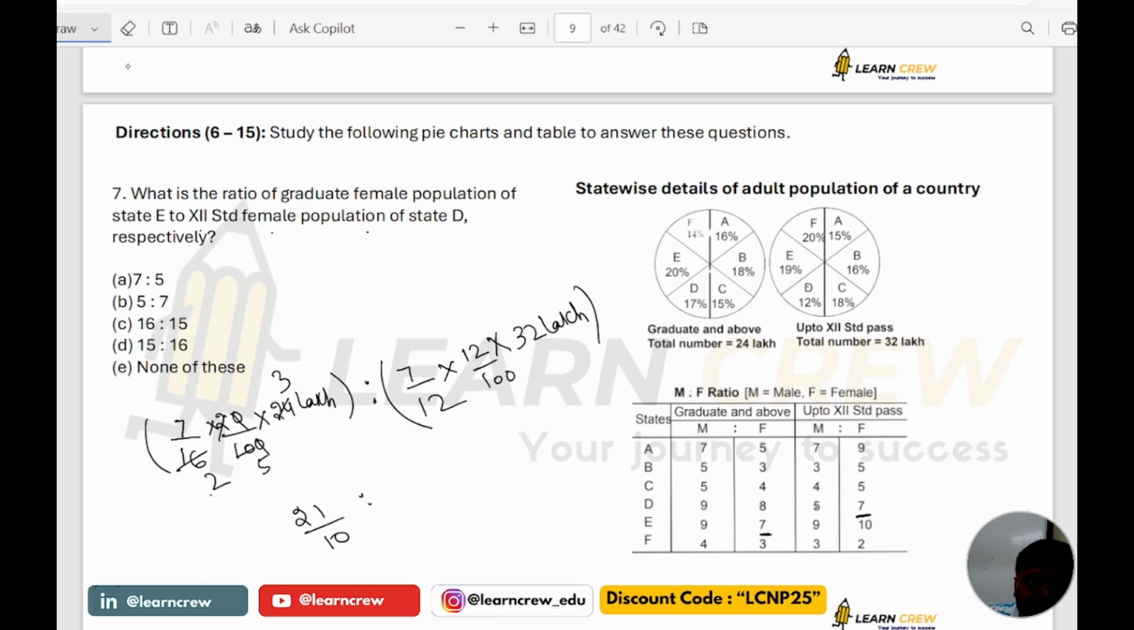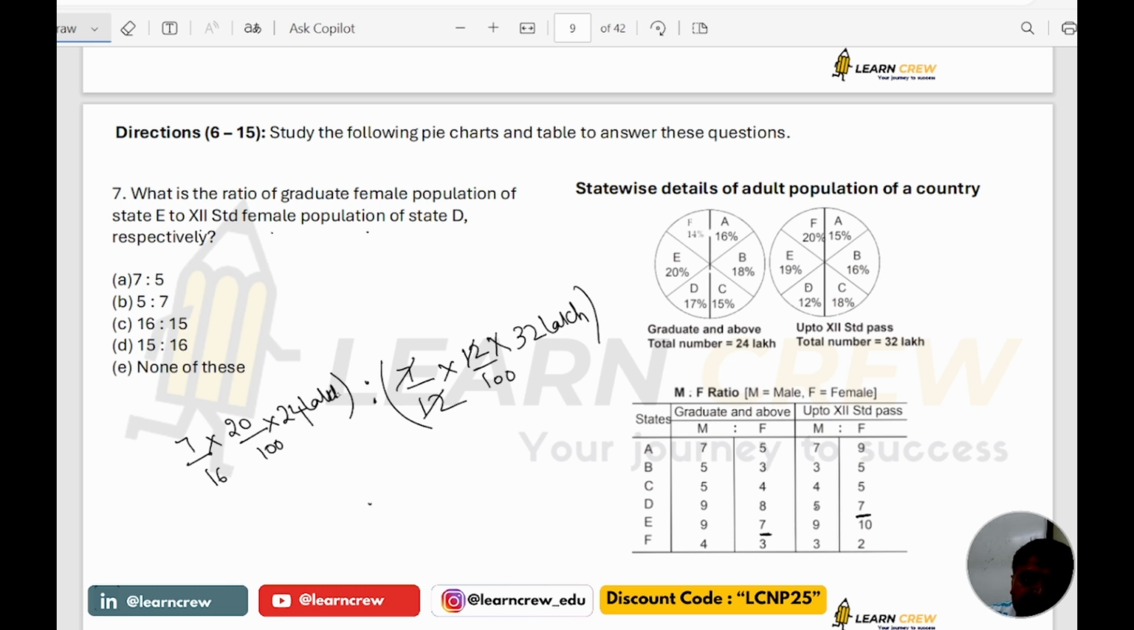Now here we can do one more calculation without doing all these things. See, 7 7 cancel on both sides, 12 12 cancel. Now I will make it easier for you. Instead of making it a complicated calculation, what I am going to do here is 7 by 16 of 20 percentage of 24 lakhs.